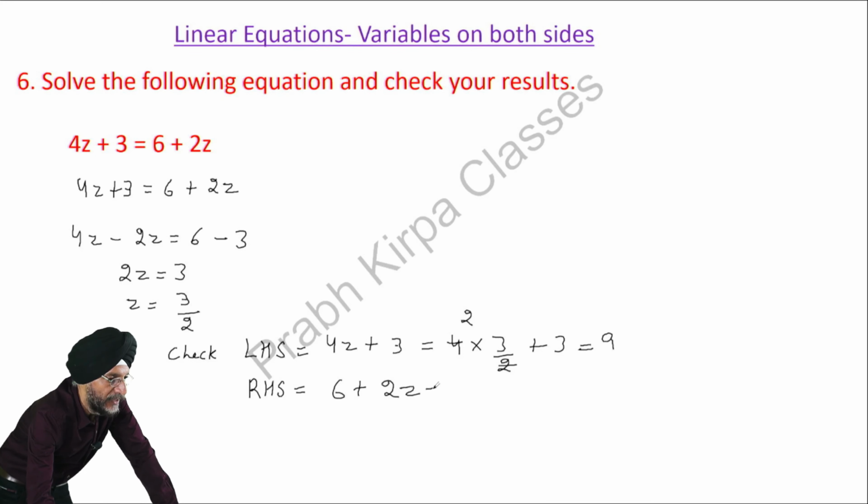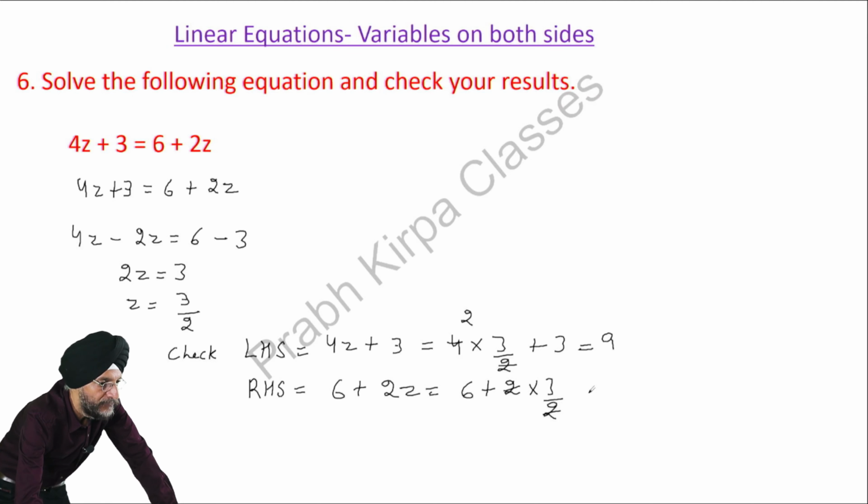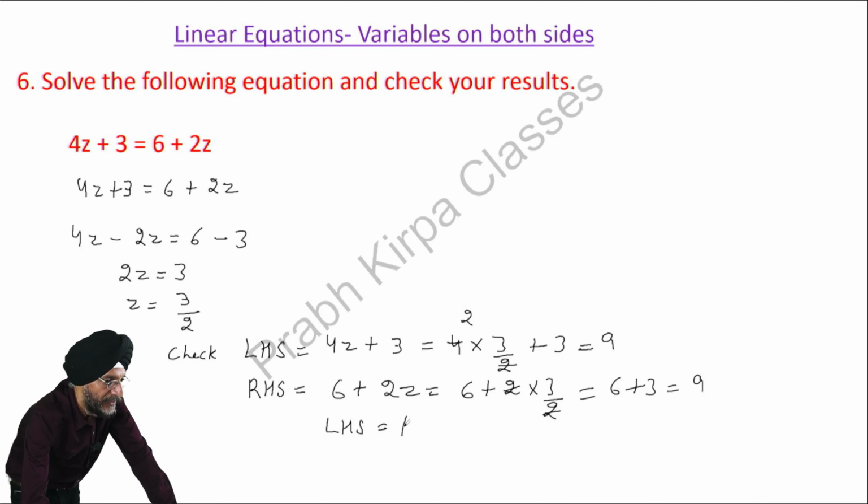6 plus 2z. 6 plus 2 times z. What is the value of z? It is 3 over 2. We will cancel 2 by 2. Then it becomes 6 plus 3. It becomes 9. So left hand side is equal to right hand side. Hence, verified.